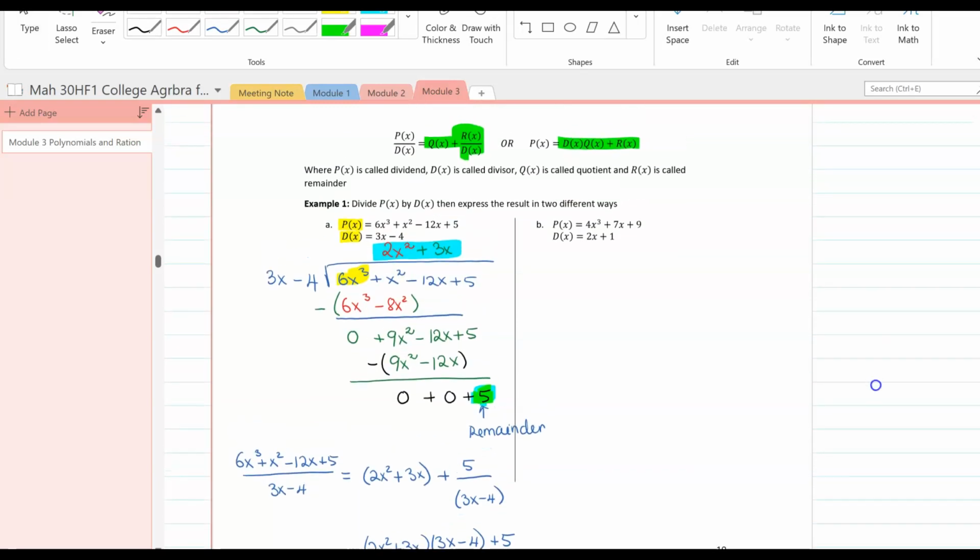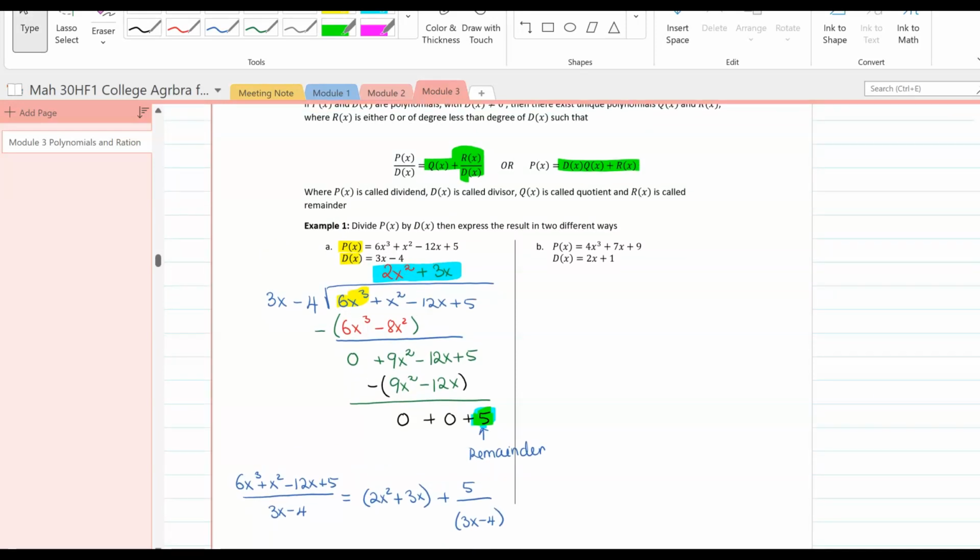So let's take a look at the next problem. p of x equals 4x to the third plus 7x plus 9. Note that here we are missing the x squared term. So we will add in a placeholder, that is 0 times x squared, when we do the long division. You'll see the reason for writing it that way pretty soon.